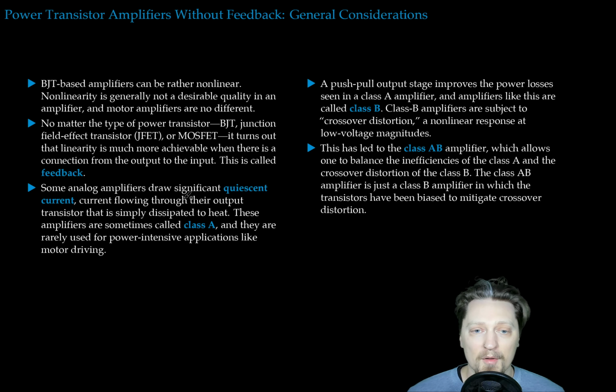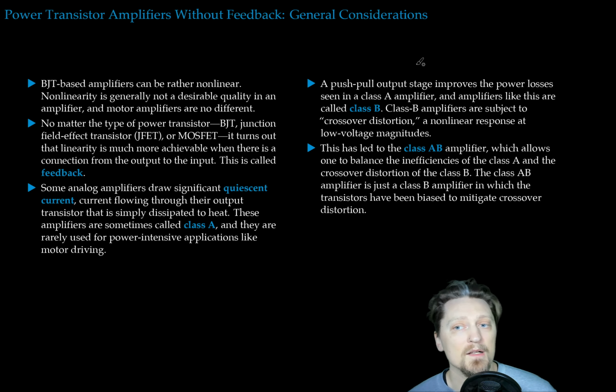Some analog amplifiers draw significant quiescent current flowing through their output transistors that is simply dissipated to heat. These amplifiers are sometimes called Class A, and they are rarely used for power-intensive applications like motor driving. A push-pull output stage improves the power losses seen in a Class A amplifier, and amplifiers like this are called Class B.